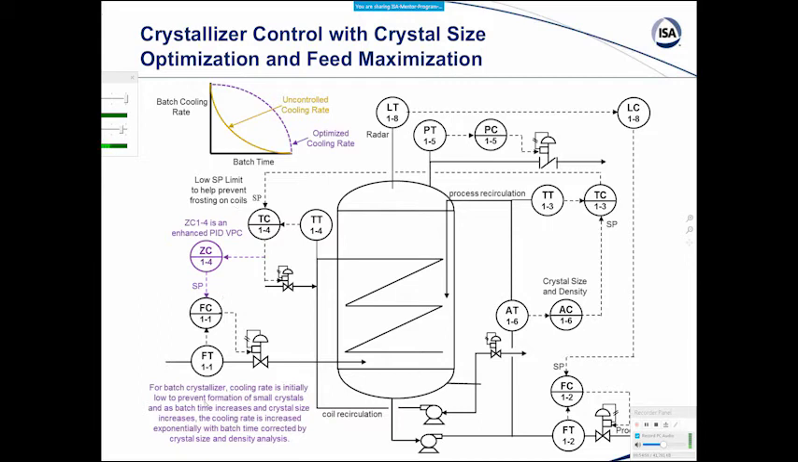Now for batch crystallizers, the cooling rate is initially low to prevent the formation of these small crystals. And as batch time increases and crystal size increases, the cooling rate is increased exponentially with batch time, corrected by crystal size and density analysis. So here we show if you had an uncontrolled cooling rate, this brownish orange line here, it would start out with a very high cooling rate initially in the batch, due to the temperature differences.